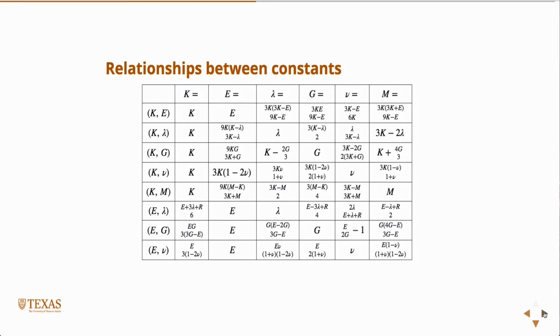Okay, so there's a bunch of relationships, right? So there's tables like this. I think on Wikipedia or whatever, you can use the notes too, but they relate. So the way you read this is, if you know these 2 constants in this column, right? So if I know the bulk modulus and Poisson ratio, then I can just look across here and read off the relationship between any of the other ones.